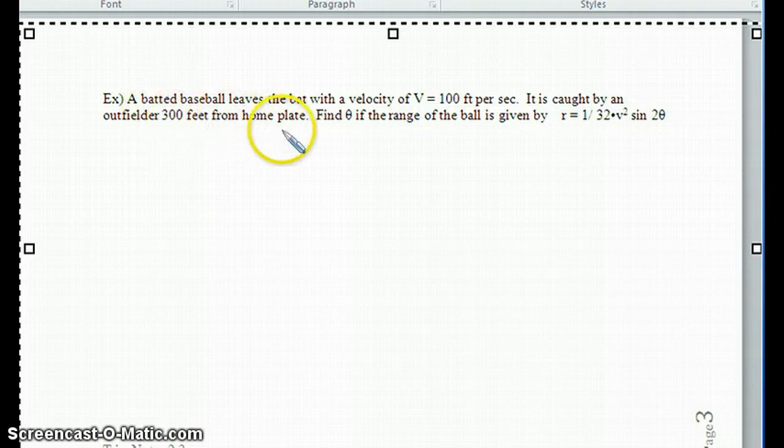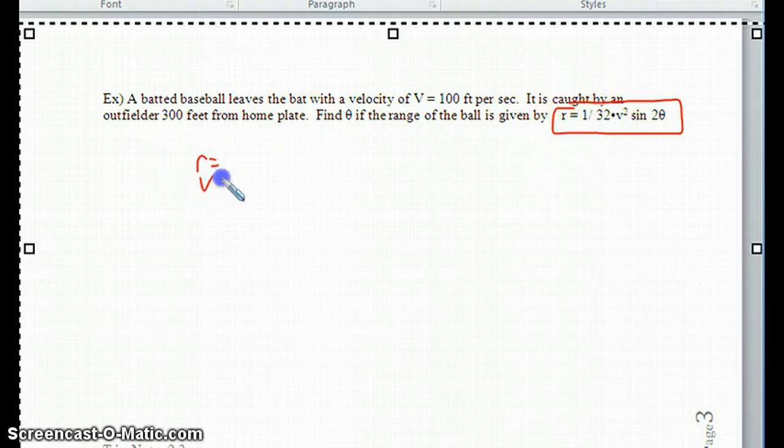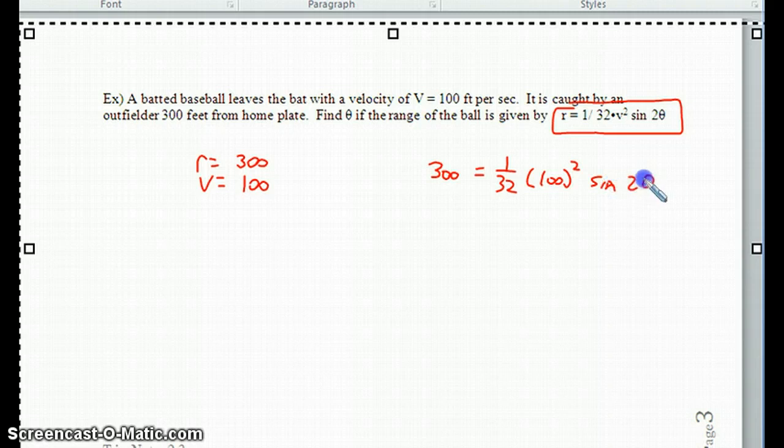Okay, it says a batted ball leaves the bat with a velocity of 100 feet per second, and is caught by an outfielder that is 300 feet from home plate. Find theta, if you know a formula to plug it into. So this is my formula. I need to know R and V in that formula to be able to plug it in. Well, they tell me what V is. It's 100 feet per second. The range is 300 feet. That's how far I am from where this ball is being batted. So if I plug it into my problem, 300 equals 1 over 32 times 100 squared sine of 2 theta.